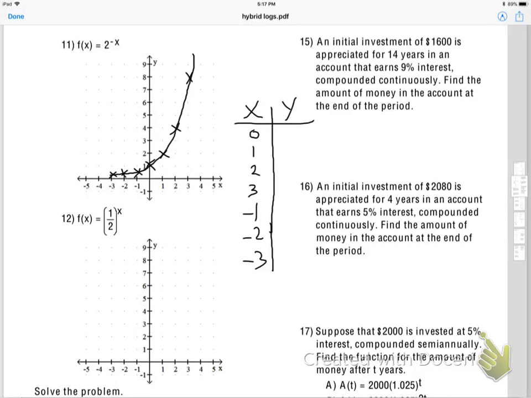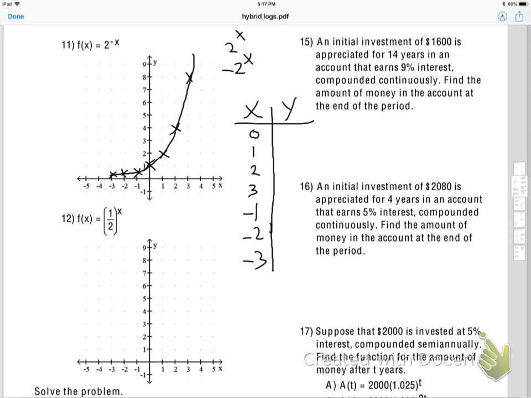Okay, so how about if we have 2 to the negative x, and I have to graph this? Well, if you remember from your transformations, if I have 2 to the x, and I put the negative in front, I flip it over the x-axis. So if I do this down here, the graph I've drawn will look something like that if I flip it over the x-axis.